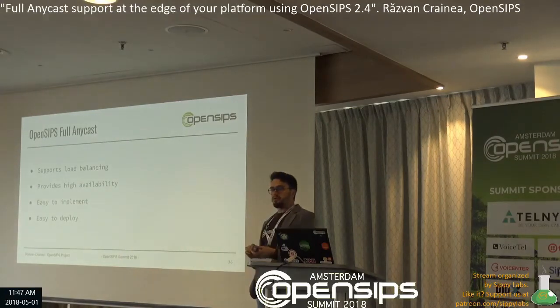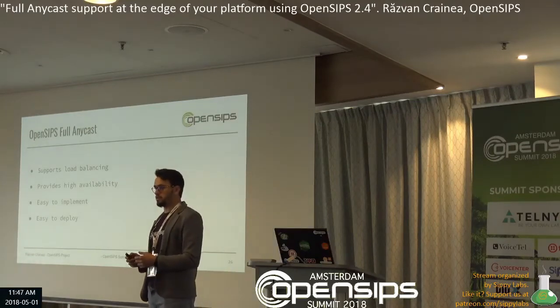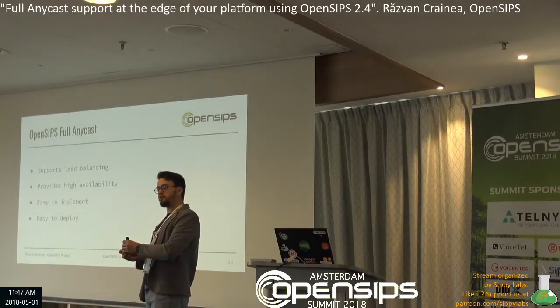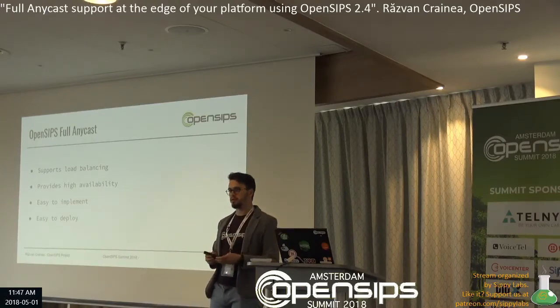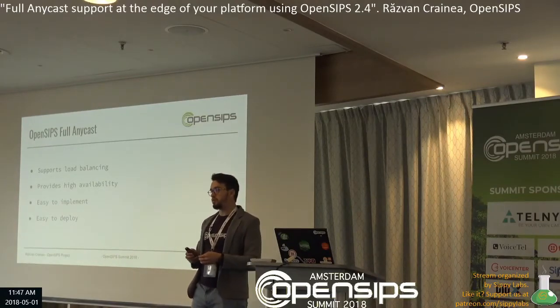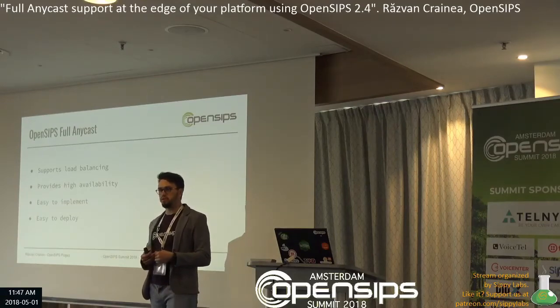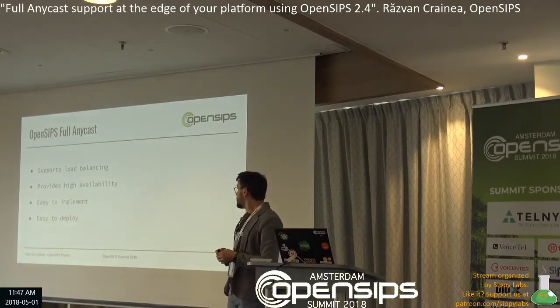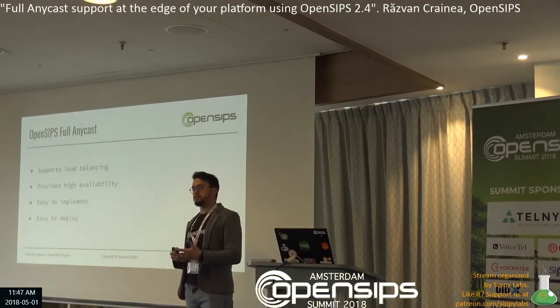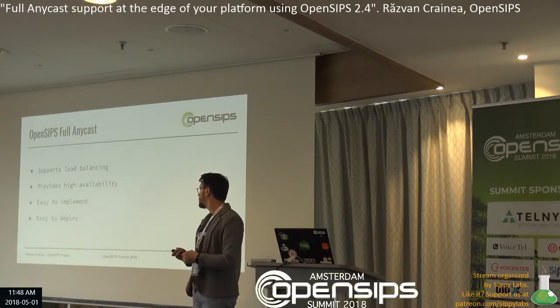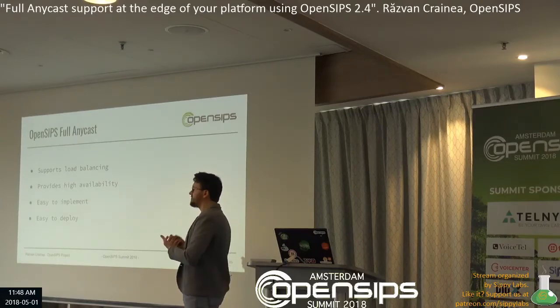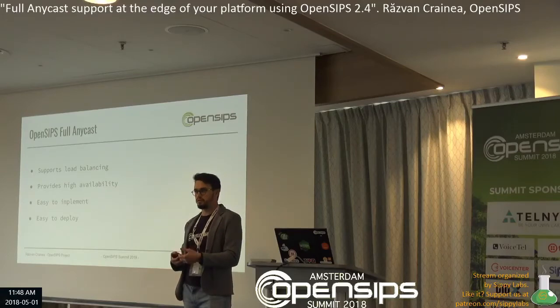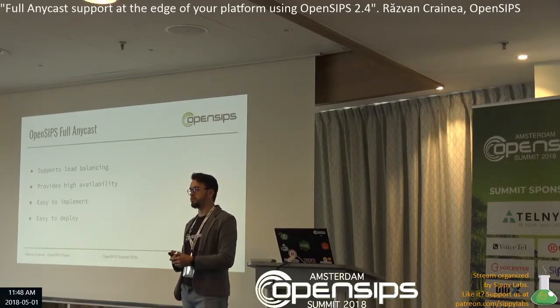So, in conclusion, if you want to have a full Anycast setup, you can easily use OpenSIPS. I'm not sure how many of you already read my article about Anycast. You will probably see that it's fairly easy to deploy. All you have to do is configure a clusterer. Configuring this cluster will also provide high availability, and it's very easy to deploy. All you have to do is write a few lines of code in the OpenSIPS script, and you have it.